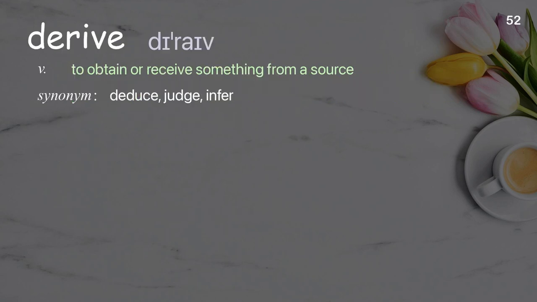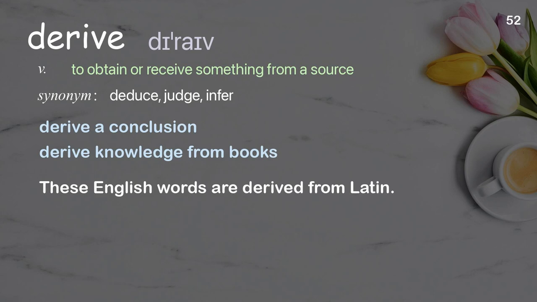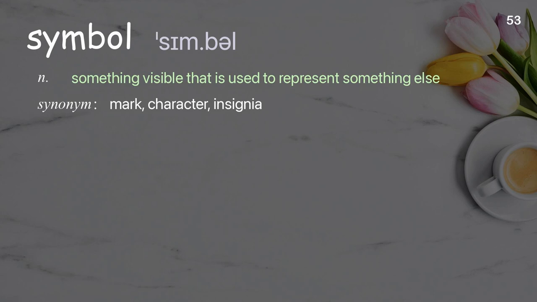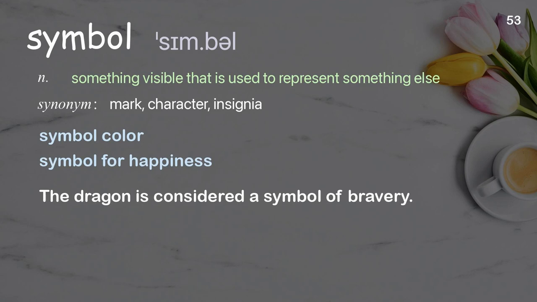Derive. To obtain or receive something from a source. Examples: derive a conclusion, derive knowledge from books. These English words are derived from Latin. Symbol. Something visible that is used to represent something else. Examples: symbol color, symbol for happiness. The dragon is considered a symbol of bravery.